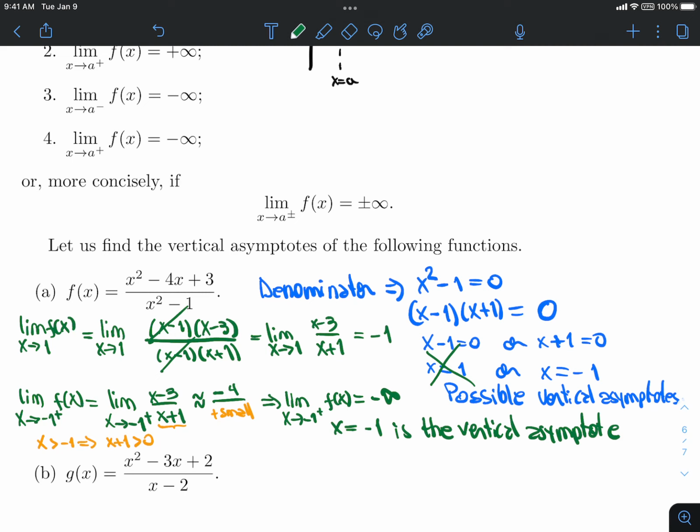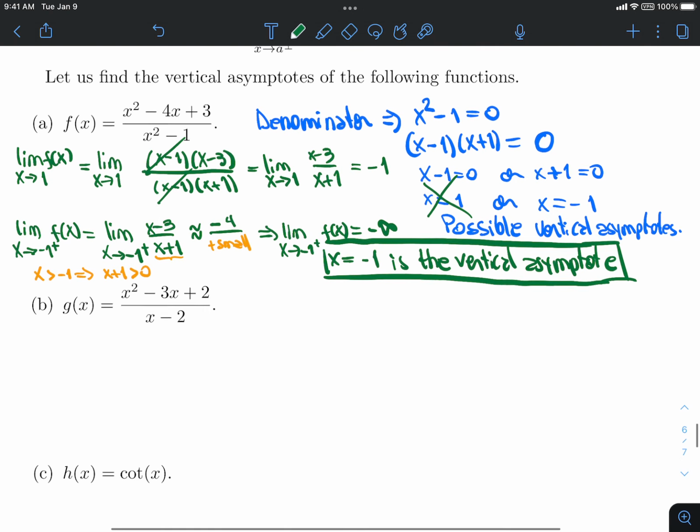Okay, so it's not enough. We found the 1. It's not enough that the denominator equals 0. You also need the limit when x approaches that value to be plus infinity or minus infinity from either side. It doesn't have to be both sides. One side is enough. So let's try that on B.